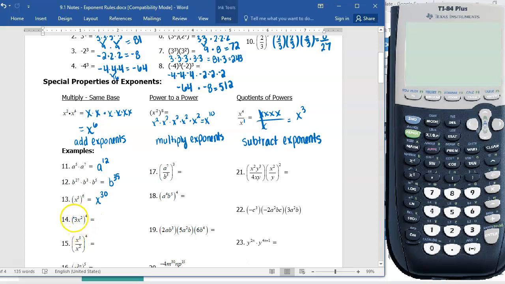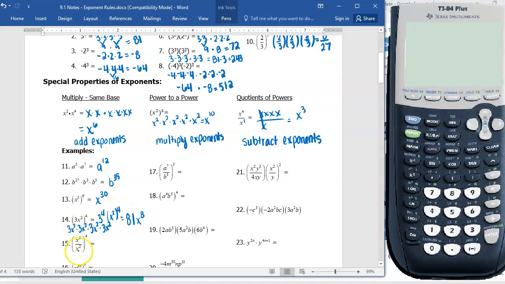Alright, for 14, we have a coefficient. And so when we have that coefficient, what we've got here is 3x squared times 3x squared times 3x squared times 3x squared. Now, I don't want you to have to write that out every time, but you see we've got 1, 2, 3, 4 3's that are multiplied together. So what we're doing here essentially is 3 to the 4th power, and x squared to the 4th power. And 3 to the 4th power is going to be 81, and x squared to the 4th is x to the 8th power. We multiply that 2 times 4 right there.